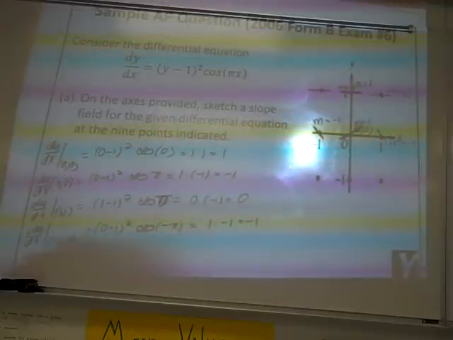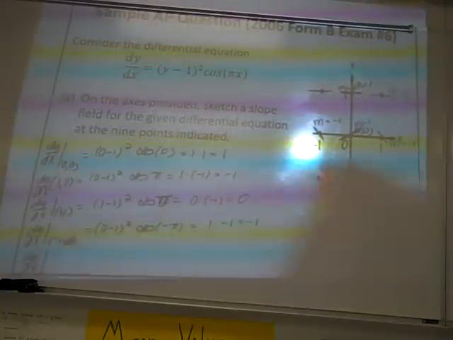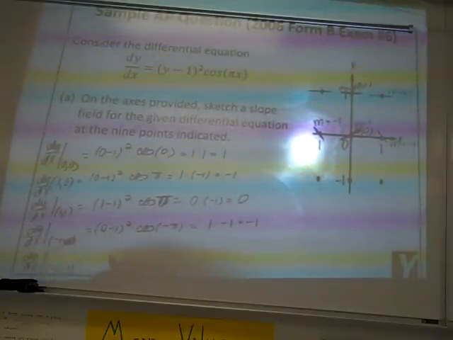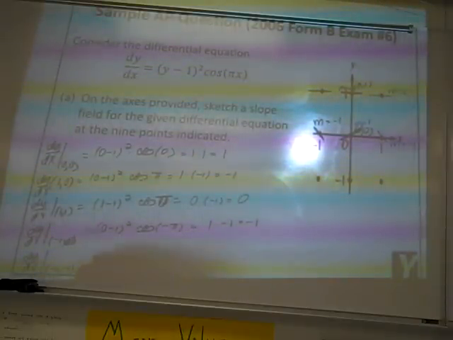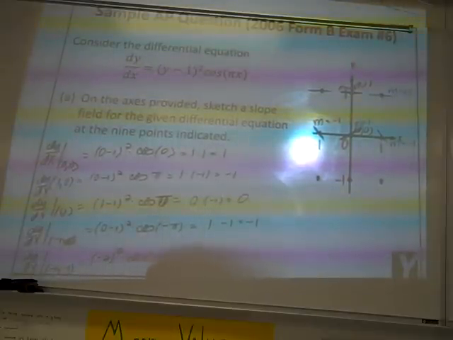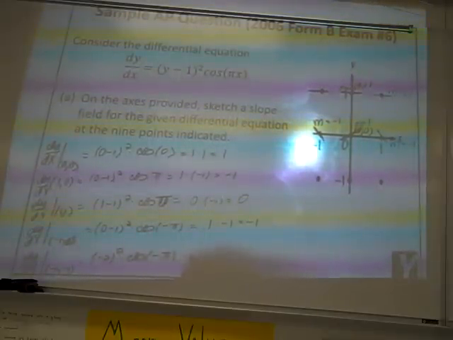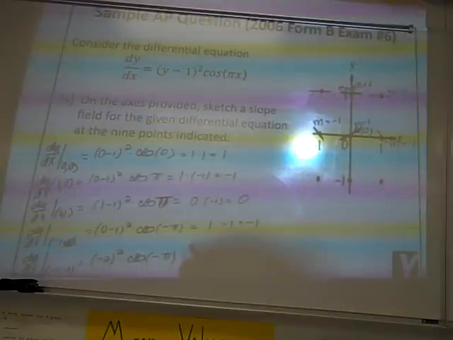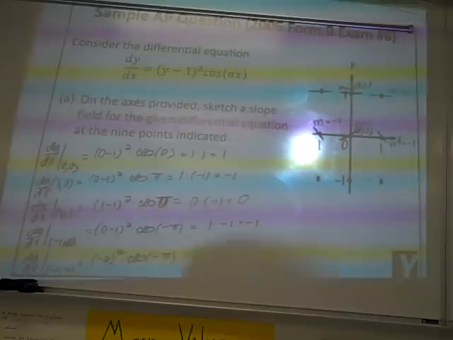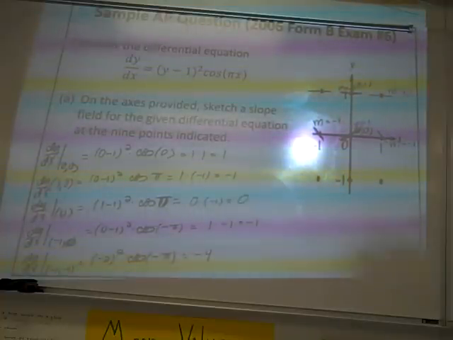If I find dy/dx at (-1, -1), negative 1 minus 1 squared is negative 2 squared, that's going to be 4, times cosine of negative pi. Cosine of pi is negative 1. Cosine of negative pi is also negative 1, so we get negative 4.